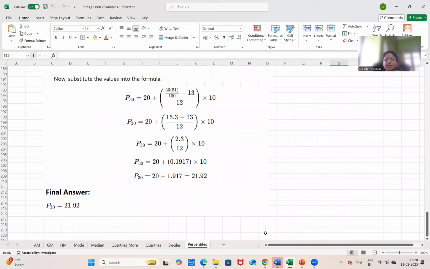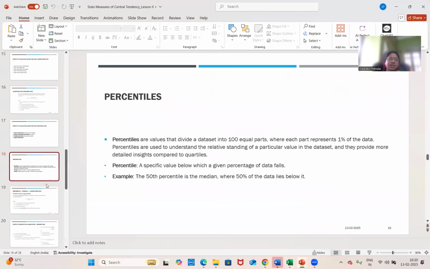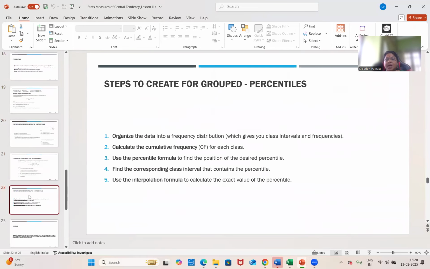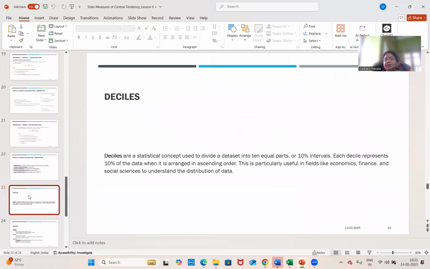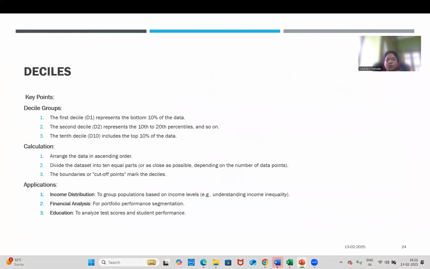Next comes our chapter. The third example is with deciles. Deciles are nothing but dividing everything into 10 parts. The first part becomes 10%, 20%, 30%, which you have done. And how to do it? Arrange them into equal parts in ascending order.